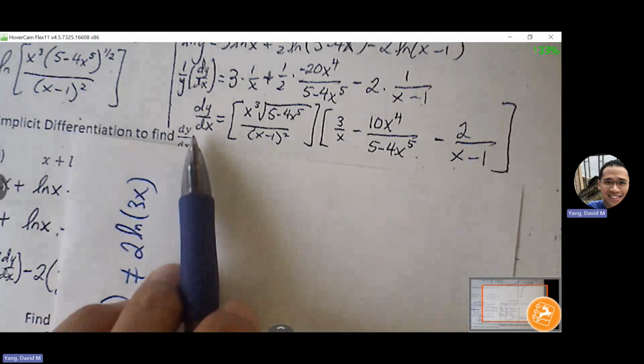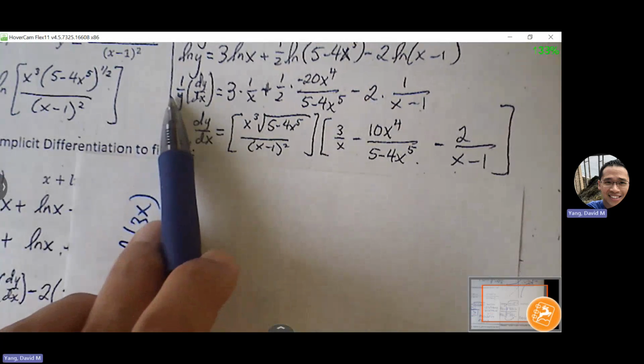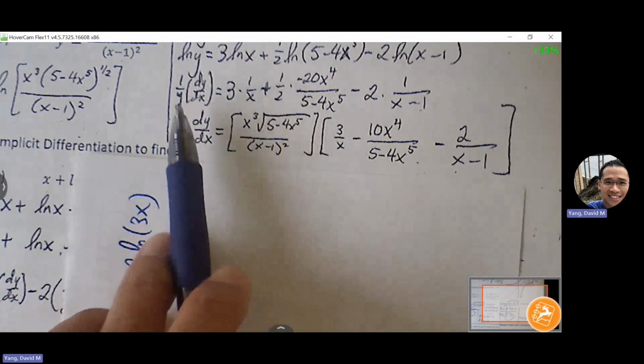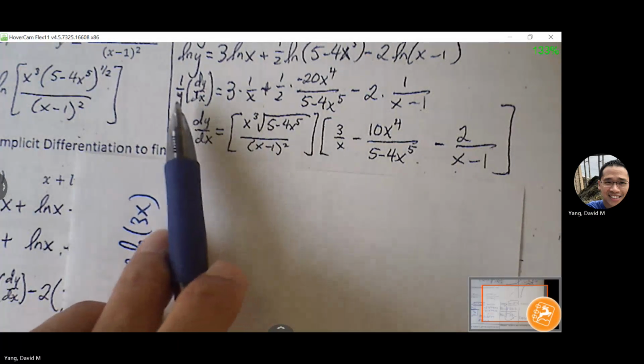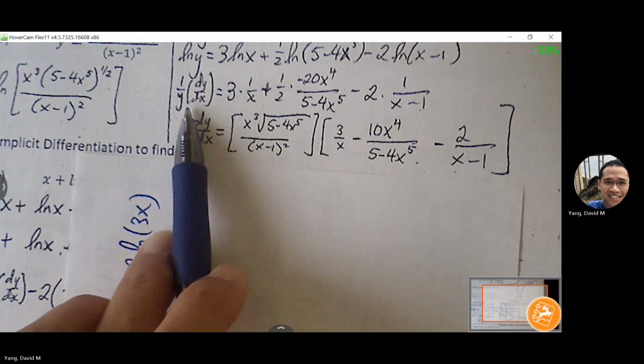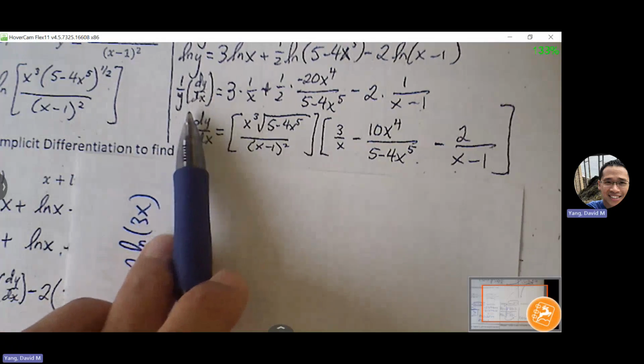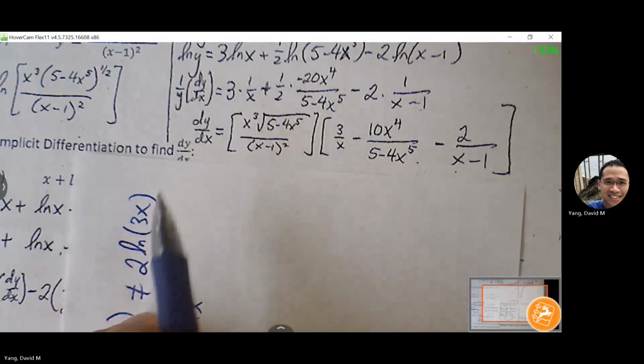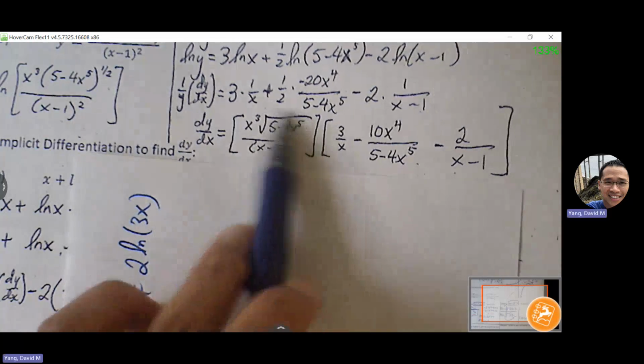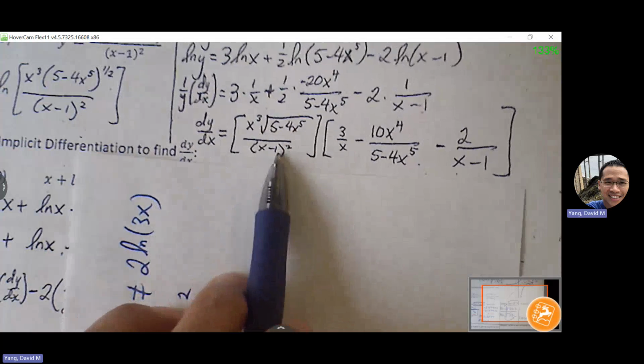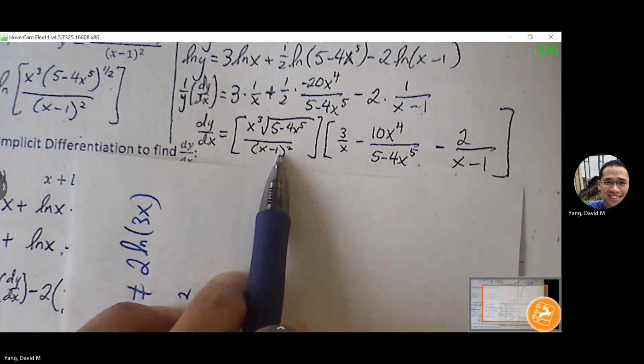I'm trying to solve for dy/dx. So I have to move the y over to the right side of the equation. Dividing by 1 over y is the same thing as multiplying by y, right? So this was y, but then I replaced the y with the original equation.